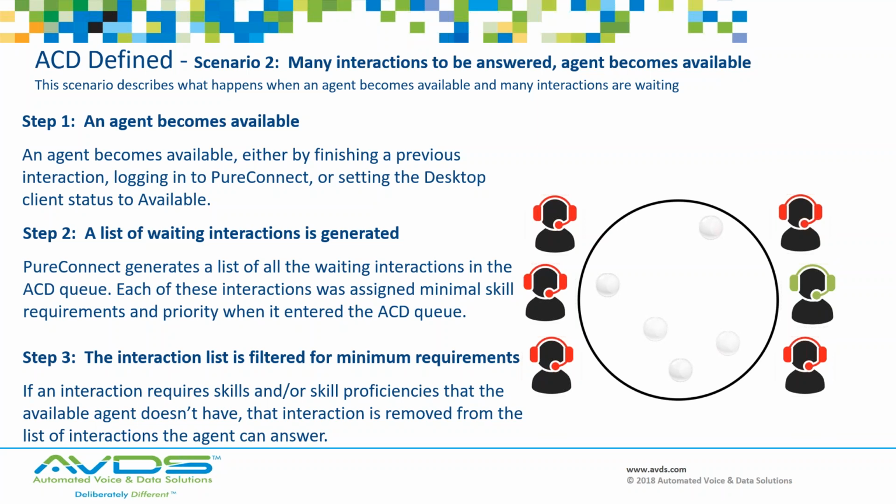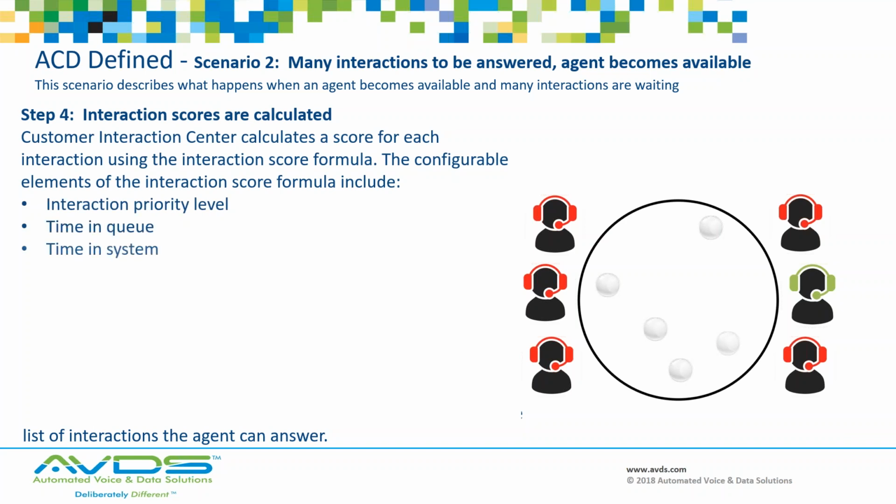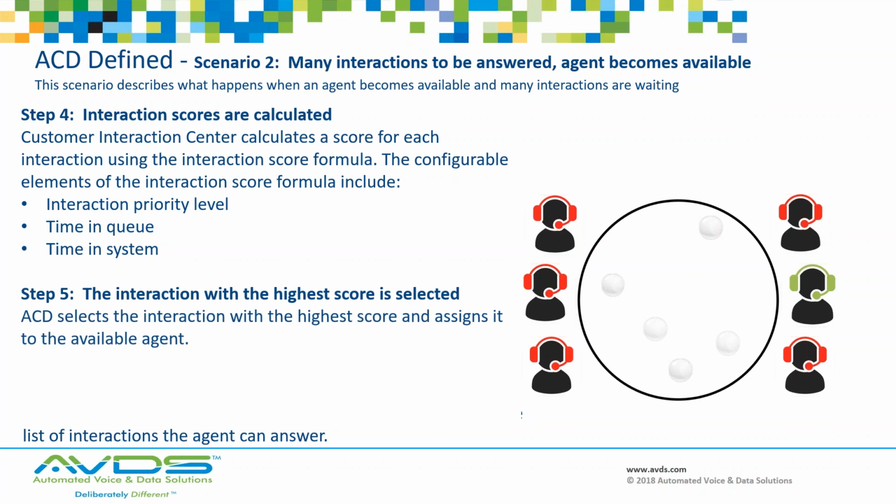So now there's down to 5 interactions left, and of course the next piece is where the interaction scores are calculated. Again, this is going to be which one has the highest priority. Maybe how long have these interactions been in the queue or in the system itself. So that kind of score is constantly maintained, and the interaction with the highest score is the one that is sent to that agent.